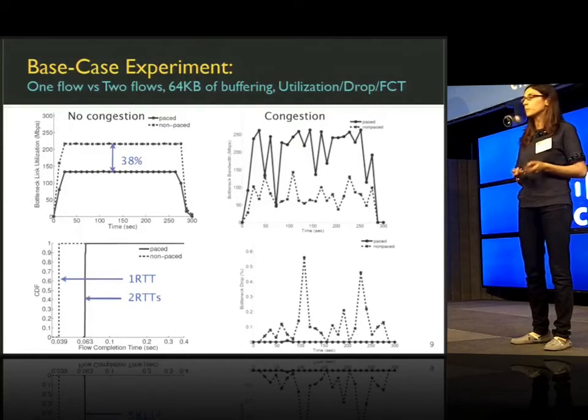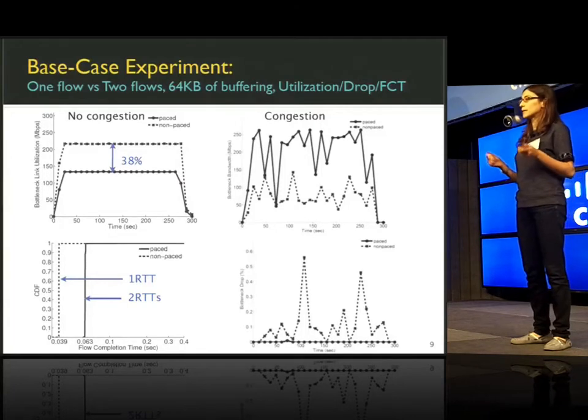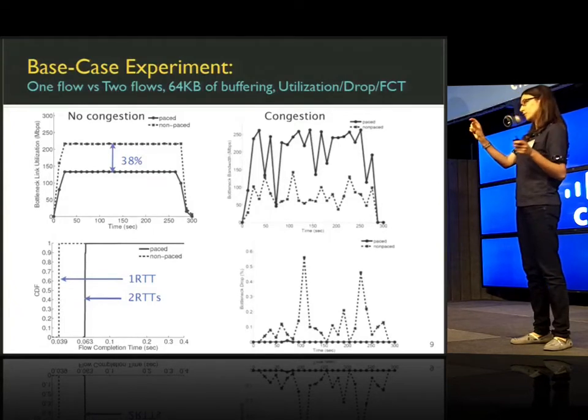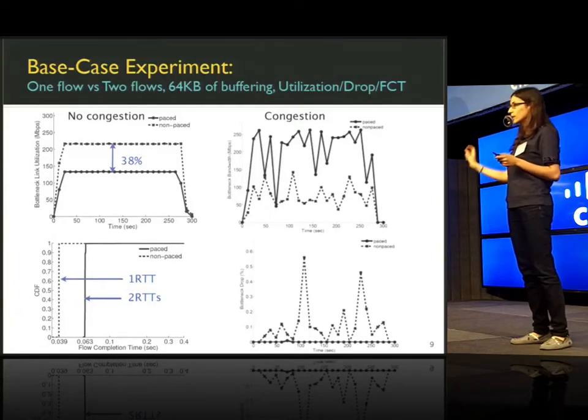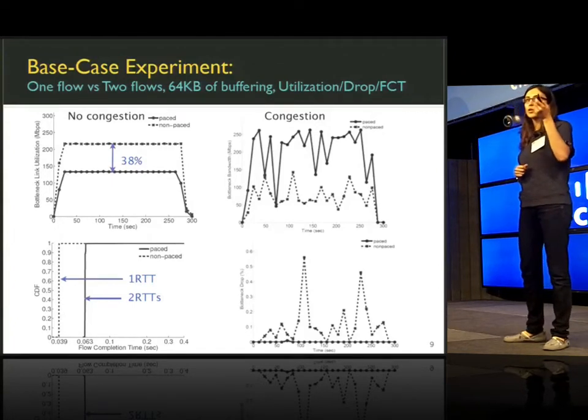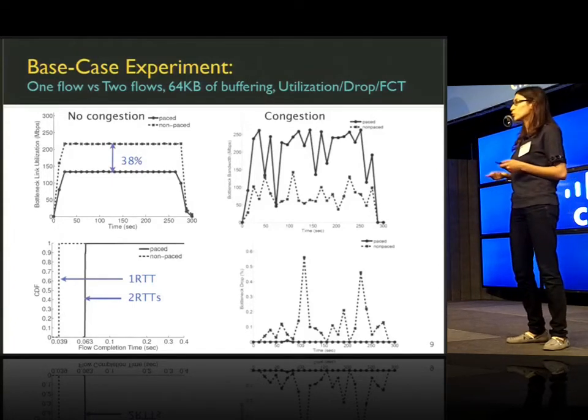On the other hand, in the paced case, pacing makes the last bunch of packets arrive at the end of the first RTT. So we have to wait another RTT to receive the acknowledgement back, meaning that most of the flows are going to finish within 2 RTTs.